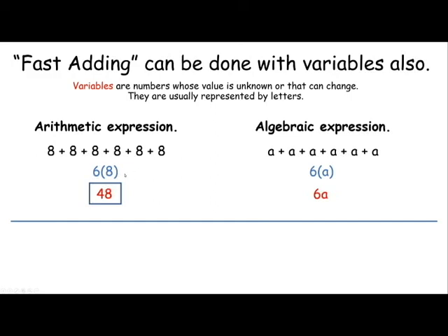Adding 6 things together is the same as having 6 of them and multiplying them together. I can use those patterns even though I don't know what the number is. And as long as I use the patterns correctly, the value won't change. So if A was a 3 and I were to add 6 3s together, I'd get 18. 6 times 3 is also 18. This, and this all have the exact same value.